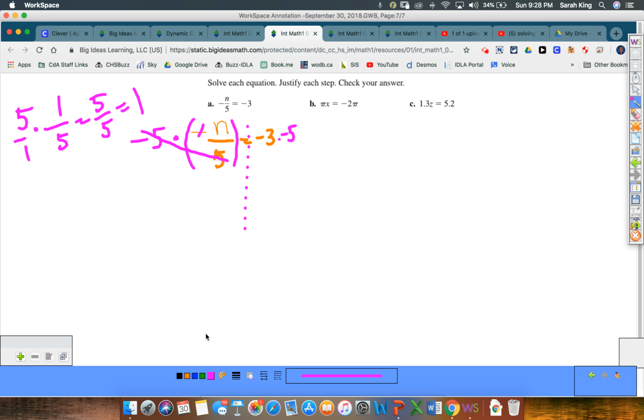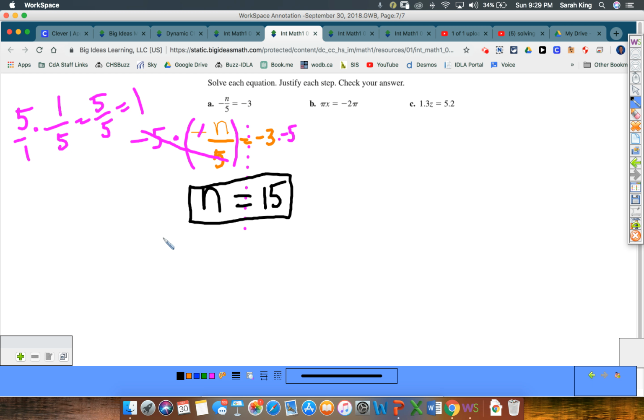What I end up with is n on one side by itself, and then equals. Notice I drop my equal sign straight down underneath the other equal sign. A negative times a negative is a positive, and 3 times 5 is 15. So my final answer, one way that we say that is the solution is 15. That's the only number that makes this particular equation true.